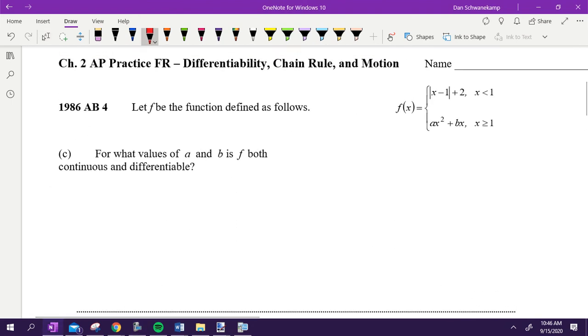Okay, so today we're kind of jumping around. We got a lot of different things. We're going to talk about differentiability. We're going to talk about chain rule. We're going to talk about motion. All of those things are important for today's lesson. Okay, making sure we understand those concepts.